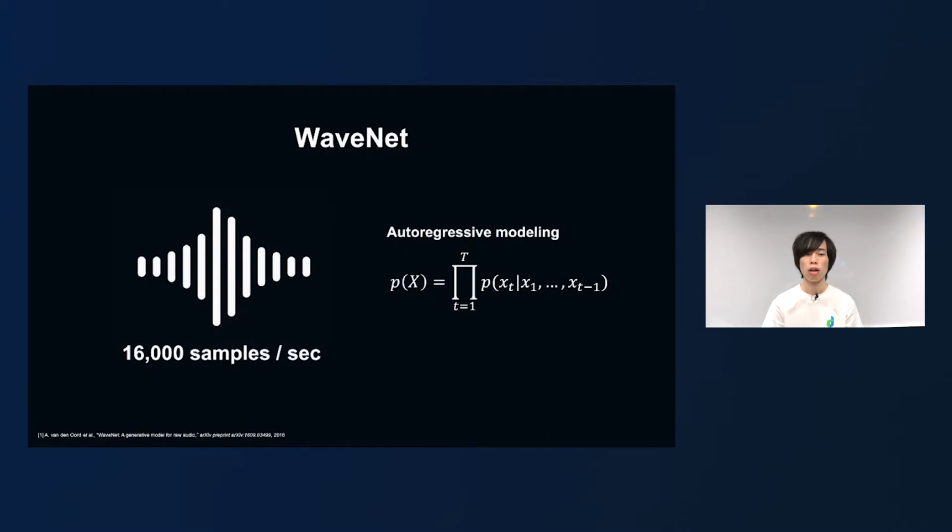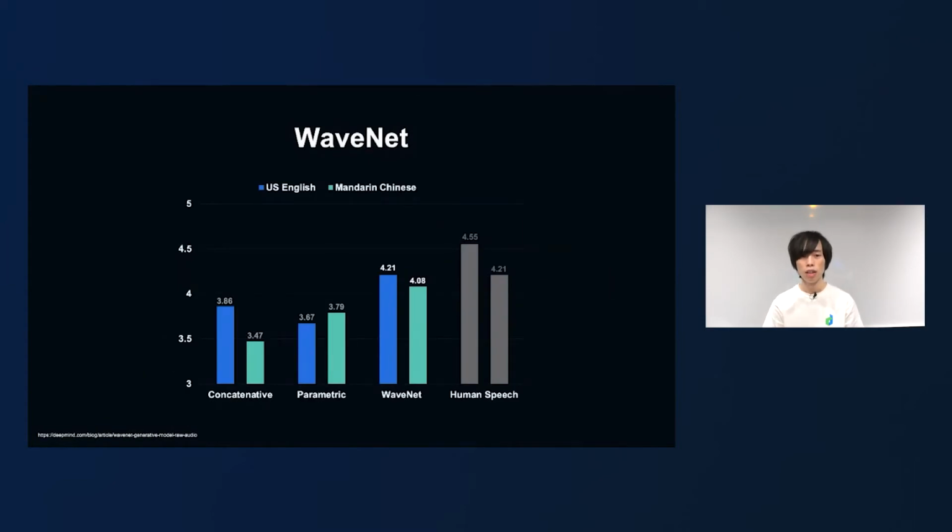For a second of speech, it generates 16,000 samples of speech waveforms per second. For a higher quality speech, it generates 24,000 or 48,000 speech waveforms per second. It may seem like a naive and inefficient approach, but it has attracted a lot of attention because of its overwhelming quality. This shows the result of subjective evaluation.